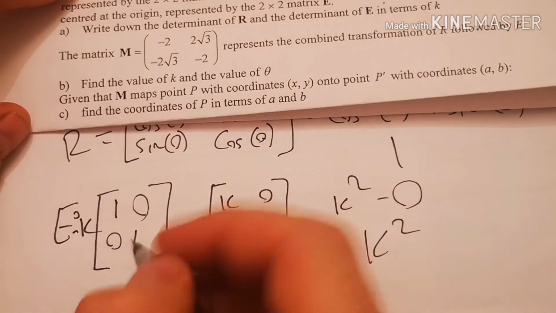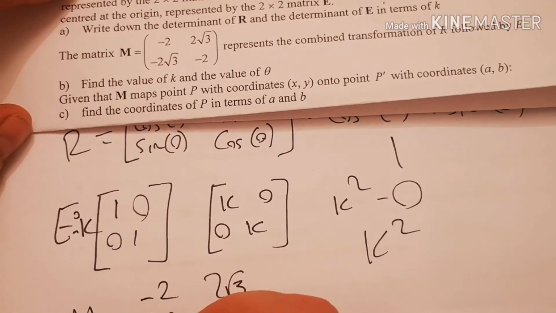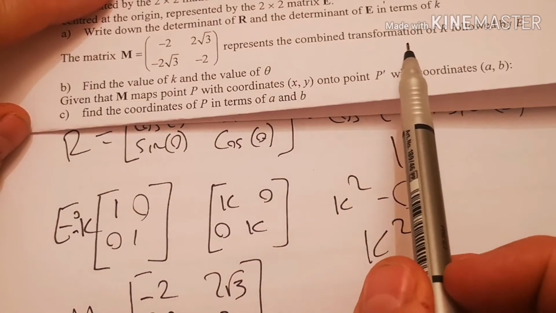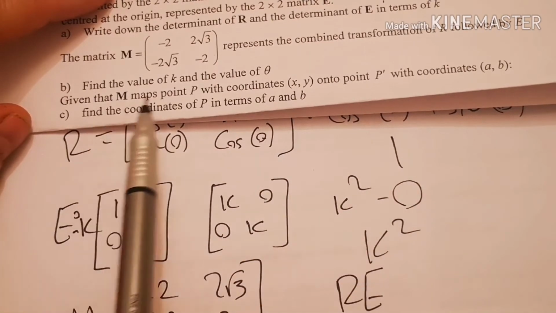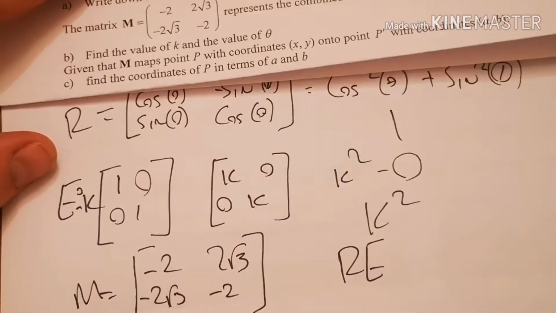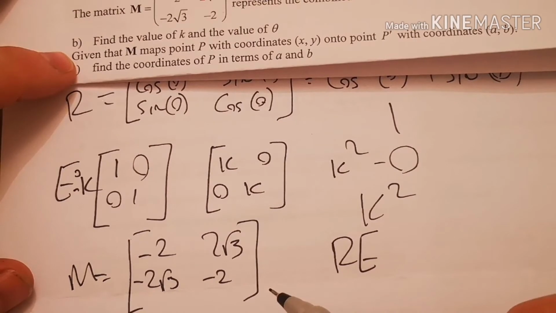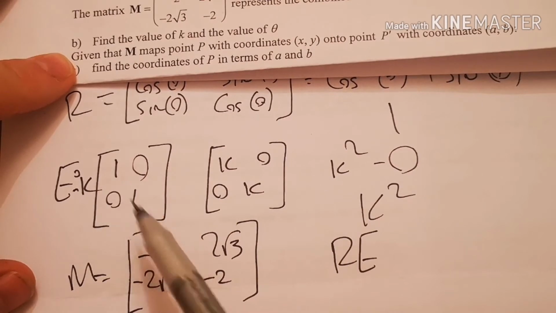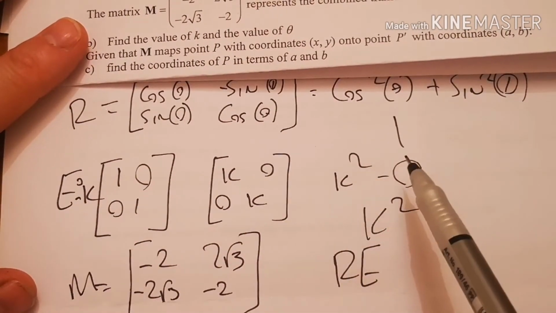Next bit, my matrix M, which is minus 2, 2 root 3, minus 2 root 3, minus 2, represents a combined transformation of R followed by E. So it's R, then E. Right, find the value of k and the value of theta. Okay, right, now we just got to think about the determinant and what that actually is. Now your determinant is a scalar value associated with any matrices. And because this is an enlargement, my determinant for this will tell me what the enlargement is, especially because we know that here it's 1.